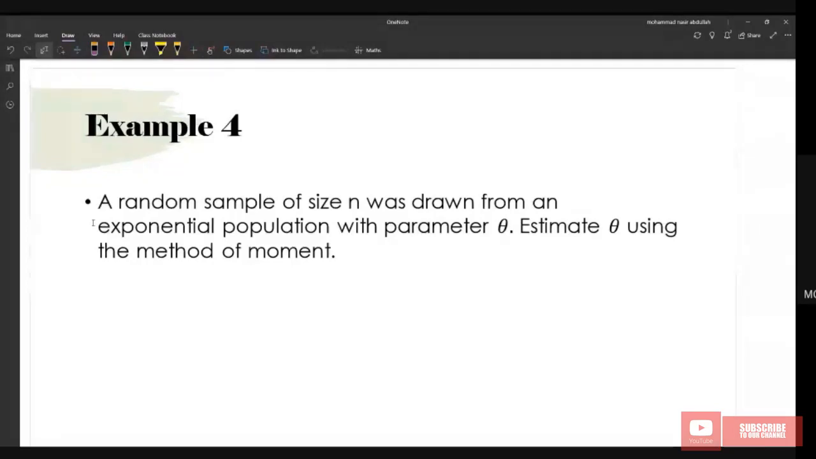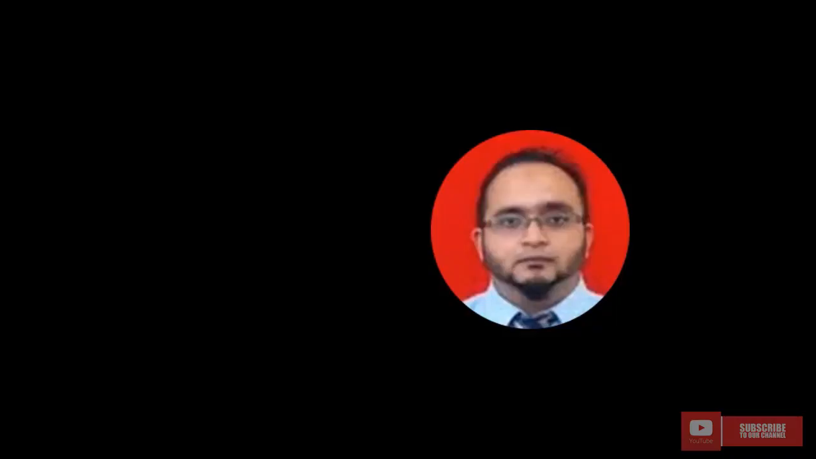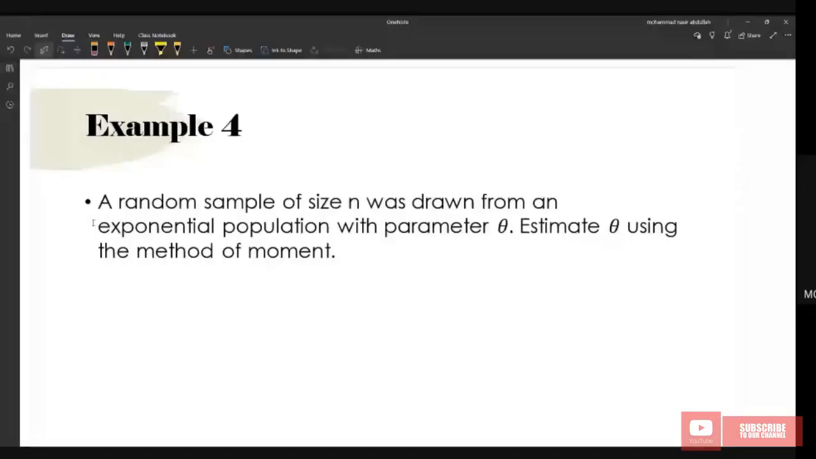Example 4: a random sample of size n was drawn from an exponential population. So what is the PDF for an exponential population? Let's say f(y) is equal to 1 over theta exponential negative y over theta, where y should be more than 0. So this is the PDF for the exponential distribution with parameter theta. So estimate theta using method of moments.